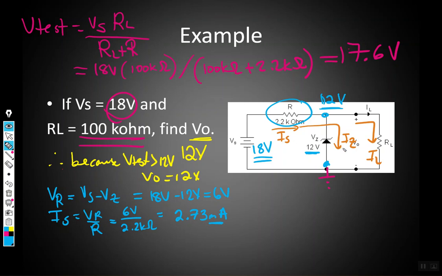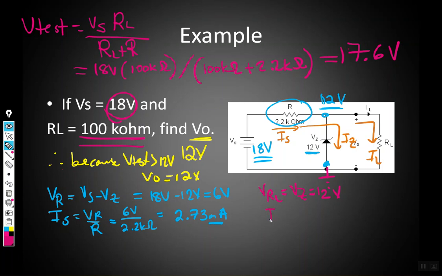Now we can't find IZ next. We have to jump ahead and find IL. And we know that, pick a different color here, we know that the voltage across RL is also the 12 volts because RL is in parallel with the Zener diode. So we know VRL equals VZ equals 12 volts in this case, and this isn't something I'm memorizing, right? This is coming out of the arrangement of the circuit itself.